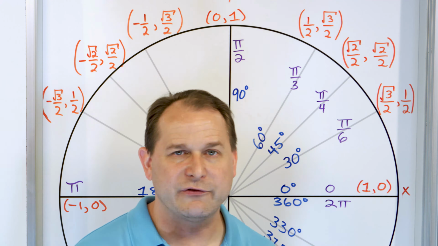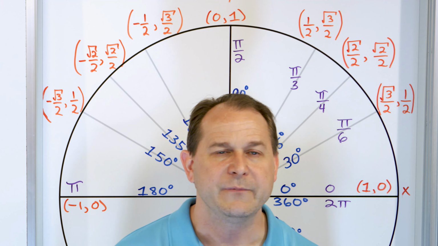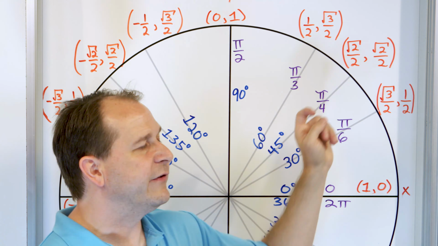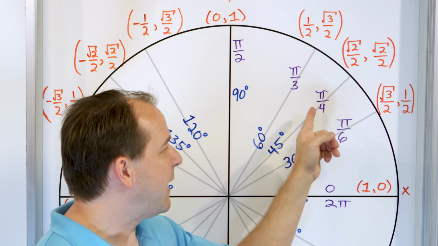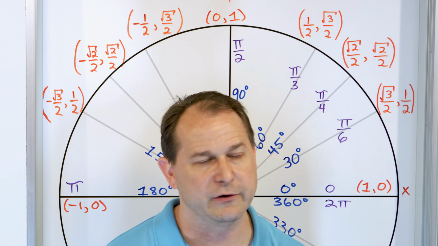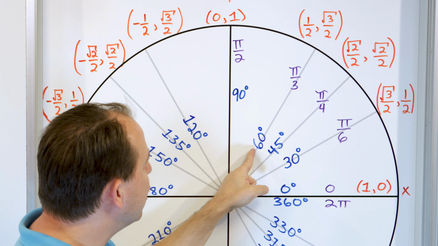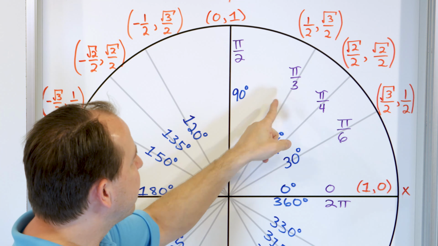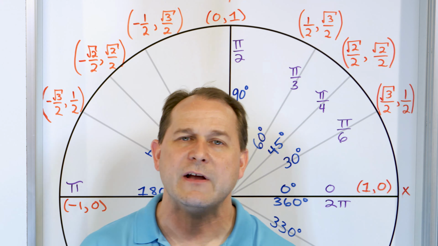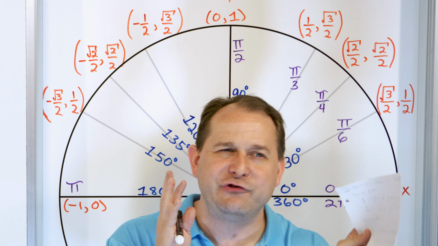Instead of saying sine of 45 is square root of 2 over 2, you could say sine of pi over 4 is square root of 2 over 2. Cosine of pi over 4 is also square root of 2 over 2. And you could do the same thing up here with pi over 3. We know that the cosine of 60 is 1/2, so then we know the cosine of pi over 3 is 1/2.